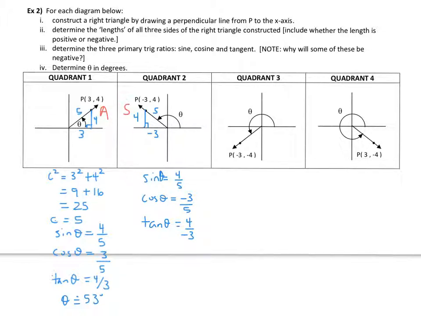All right, finish that up and confirm what we have said: in the third quadrant, tan should be positive, and in the fourth quadrant, only the cosine should be positive. Finish that up, and I'll put my solutions up.